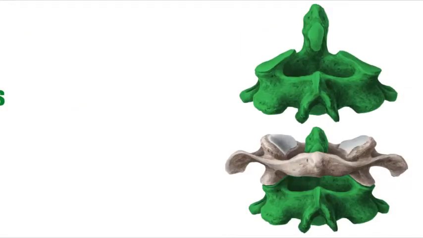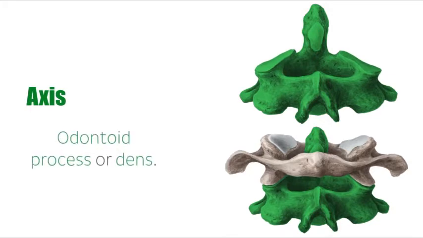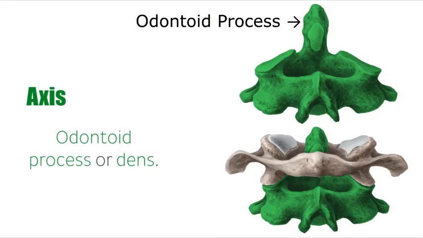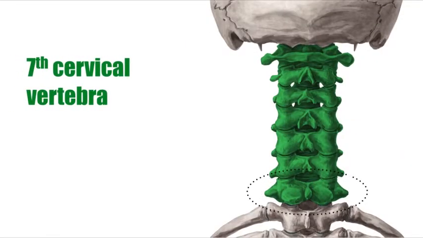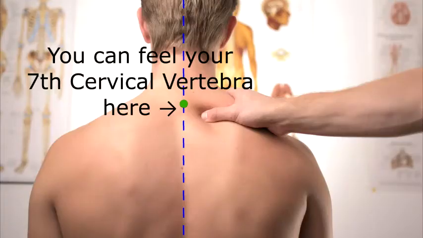The second cervical vertebra, also called the axis, has its odontoid process or dens. This process helps the atlas and the skull to move on it. The seventh cervical vertebra, also called the vertebra prominens, is the most prominent vertebra because its long spinous process protrudes from under the skin and is visible to the naked eye.